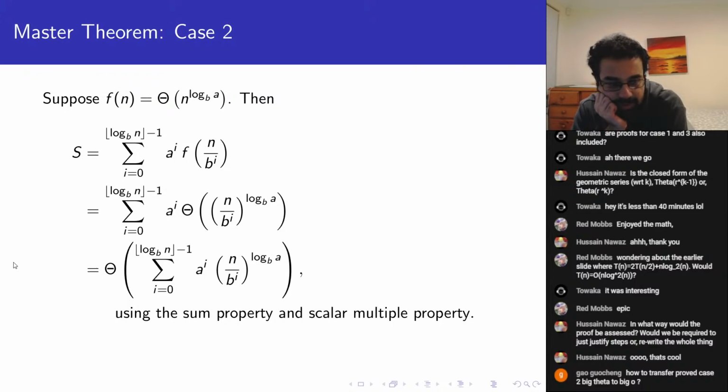How to transfer the proved case to big theta to big O. So if you have a big O in the statements that are on this slide that I'm sharing right now, the same statements work. So I can kick the a to the i, which is a scalar multiple, inside, and I can kick the sum inside, because big theta, big O, big omega, these all respect the sum and scalar multiple properties in the same way.